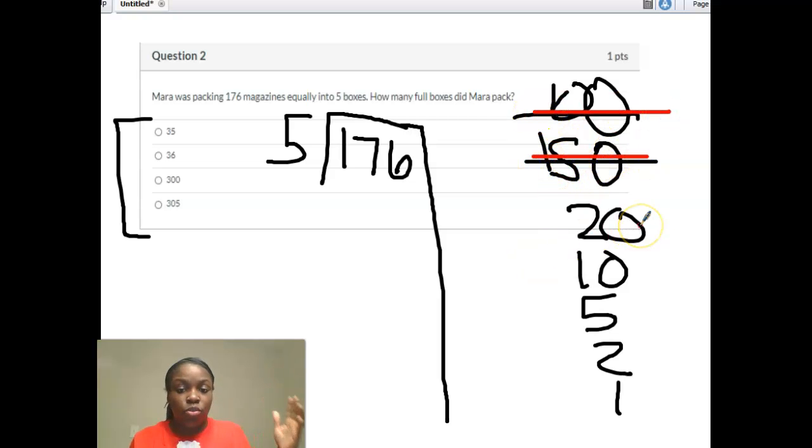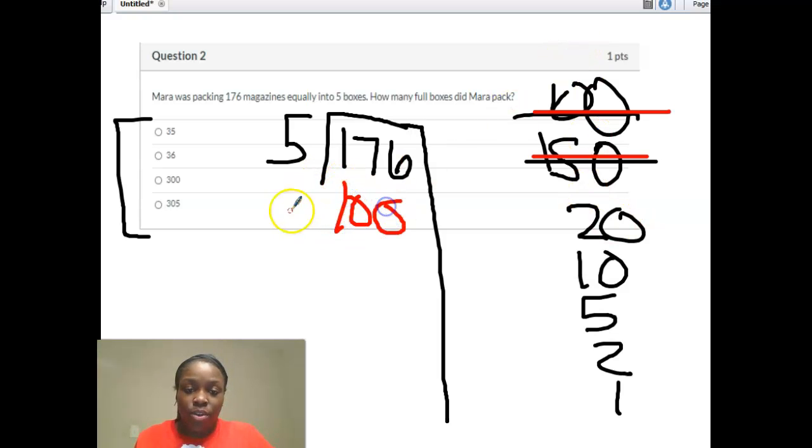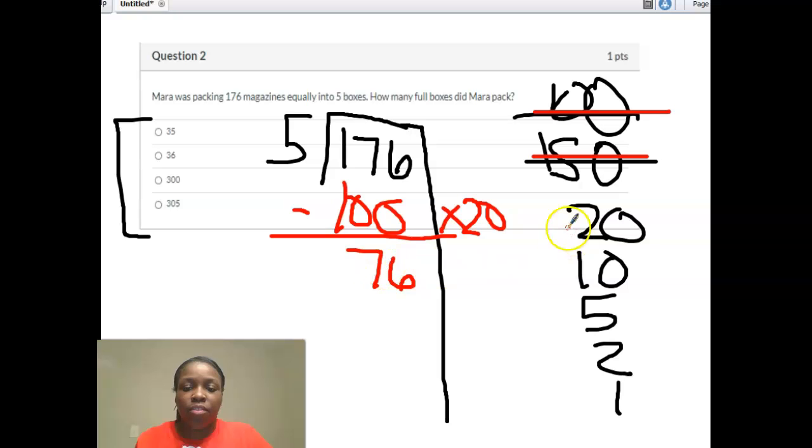All right, so then I'm going to do 20. What is 20 times 5? Great, 100. 20 times 5, sorry, is 100. So I'm going to subtract 176 minus 100 is 76. Can I do another 20? No, I cannot because 100 is bigger than 76.